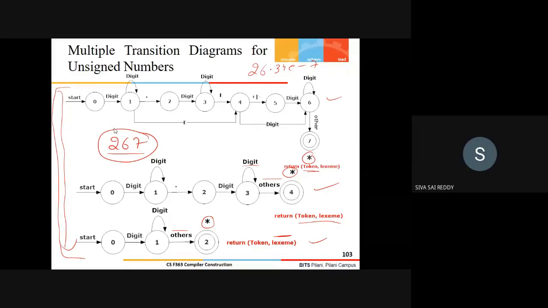So we can do it sequentially. Check. If I do it sequentially, the first transition diagram will give me what? It will stop; we can't reach the final state. It will return me a lexical error. So should I throw the lexical error to the syntax analyzer? The answer is no. So how is this going to happen?